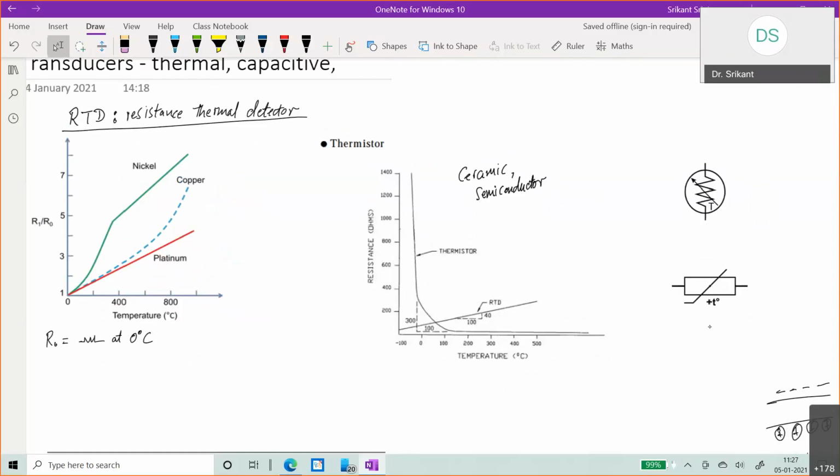So here is the symbol of a thermistor, and this is also another symbol of a thermistor. If you search online, you will find that depending on the different nations, whether in the US, Europe, or Australia, sometimes there are different notations. So this is just information for you to be aware of. These are also called positive thermal coefficients.